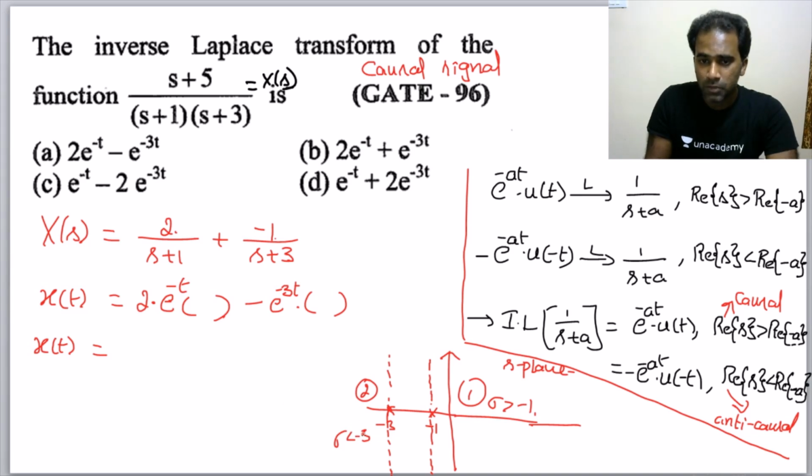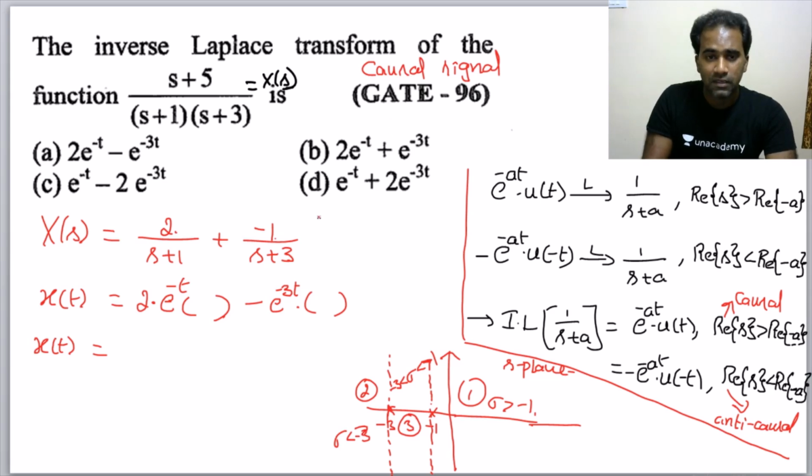This is one possible ROC. And one more ROC is also possible: minus 3 less than sigma less than minus 1. Instead of real part of s, you can write sigma also. So this is the third possible ROC. There are three ROCs possible, which means there are three possible inverse Laplace transforms. Basically there are three different answers. But since no information is given, we can assume it is causal and do the problem.